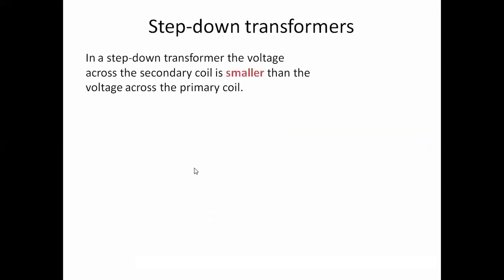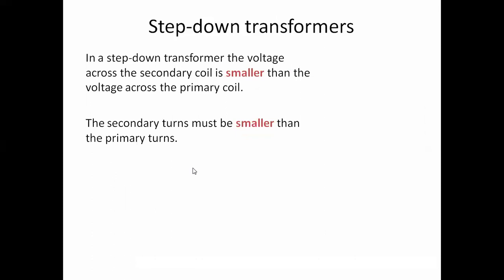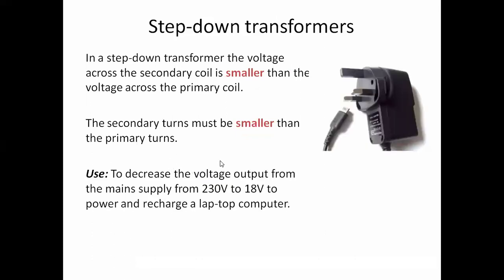So step down transformer, it decreases the voltage, and it is for the appliances at home, okay, which need smaller voltage. Okay, like output from the main supply from 230 volt to 18 volt. We use it like for the computer, laptop, etc.